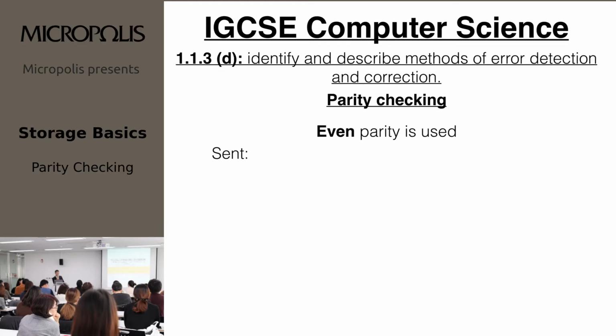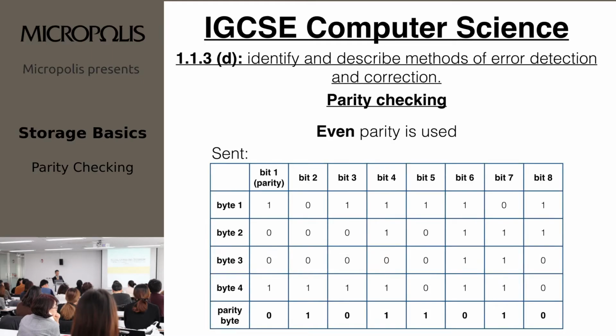So even parity is used, and this is sent. Again, 1, 2, 3, 4, 5, 6. 1, 2, 3, 4. 1, 2, 3, 4, 5, 6, and that all looks good. So let's count the vertical. 1, 2, 1, 2, 1, 2, 1, 2, 3, 4. That looks all good if we count them up.